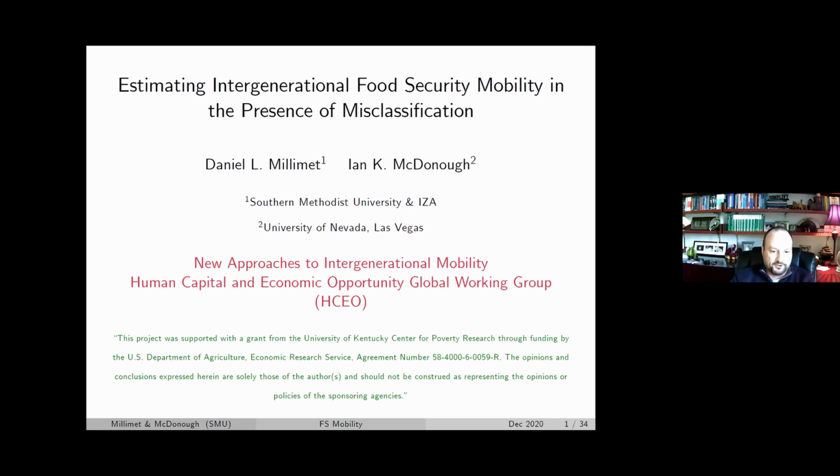So anyway, this is joint work that we just started doing. There's no paper yet, but there will be one soon. Thanks to some funding through the Poverty Center at UK and Jim Ziliak, but we're responsible for anything we do wrong. They were interested in funding projects on mobility related to food security, and so it was good timing that we were working on this anyway when this conference came up.